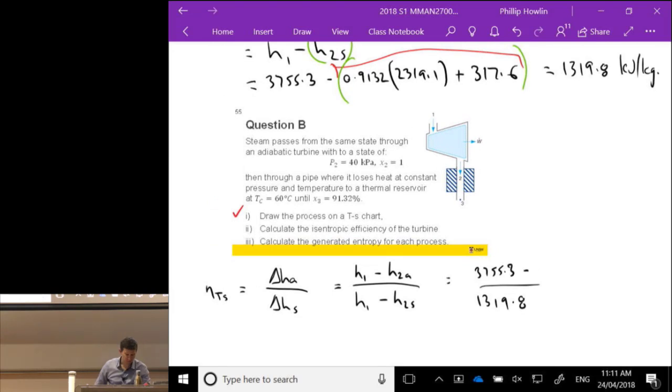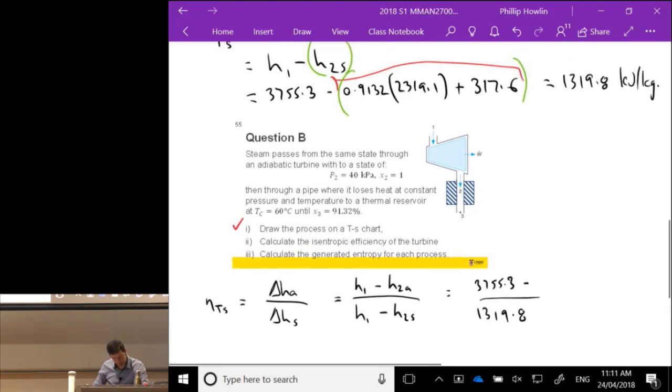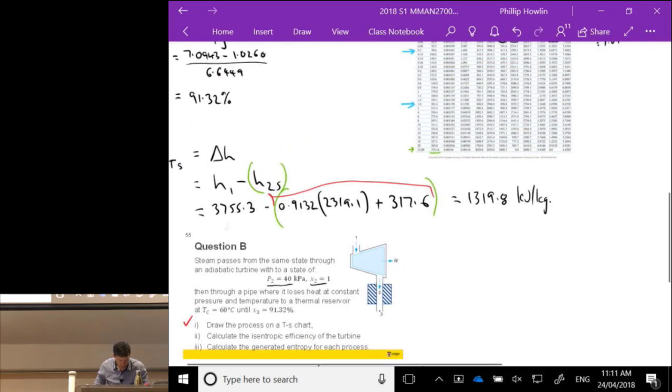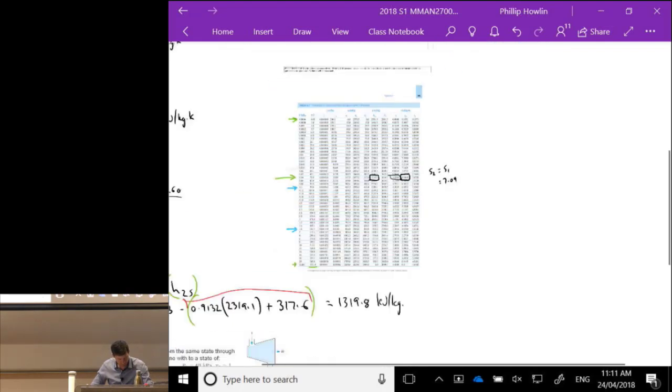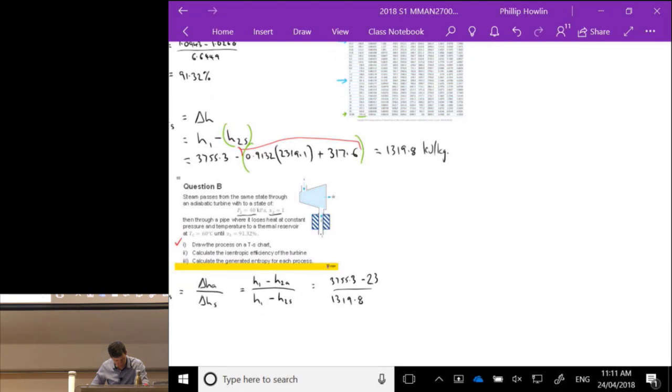H1 we know is 3755.3. What's H2 actual? Well, we're given two independent intrinsic values, so we can calculate it. We're given a pressure of 40 kilopascals and a quality of 1. Just so you know, I did this for you, so it would be easy. So at 40 kilopascals and a quality of 1, we should have an H2 actual of 2319.1. That was just from the table.